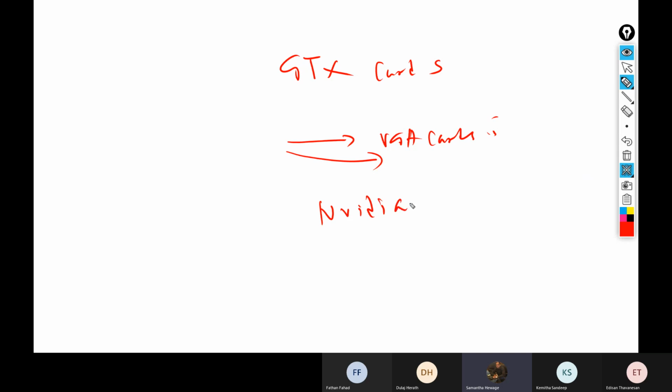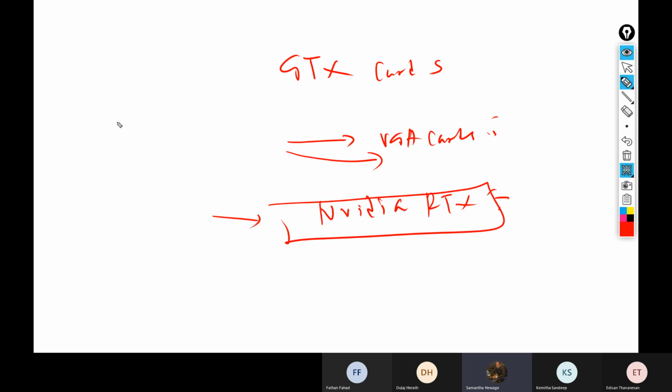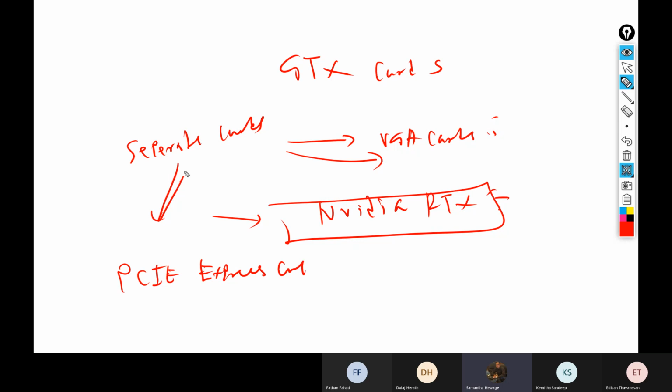NVIDIA card. So these cards are normally in some gaming laptop or desktop. These cards are inbuilt. Or otherwise, we have to get a separate card. A separate card we have to fix to the motherboard, in the PCIe Express slot, right? We have to take a separate card and fix it. So these cards are very expensive, right?